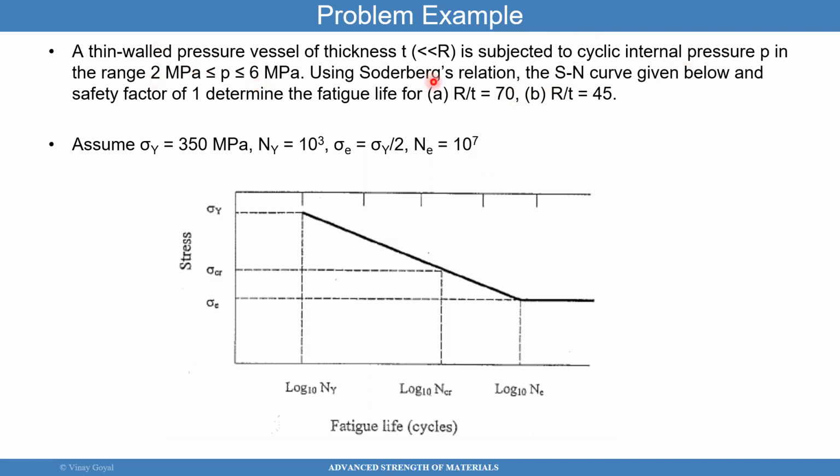We're going to use the Soderberg relationship. We're going to use the SN curve given below and use a factor of safety of 1 to determine the fatigue life for two cases, R over T equals 70 and R over T equals 45, the radius of the thin wall pressure vessel compared to the thickness of the wall. They provide us with sigma yield is 350, so that's this number here at 1,000 cycles, and the endurance limit is assumed to be sigma yield divided by 2 at 10 to the 7 cycles.